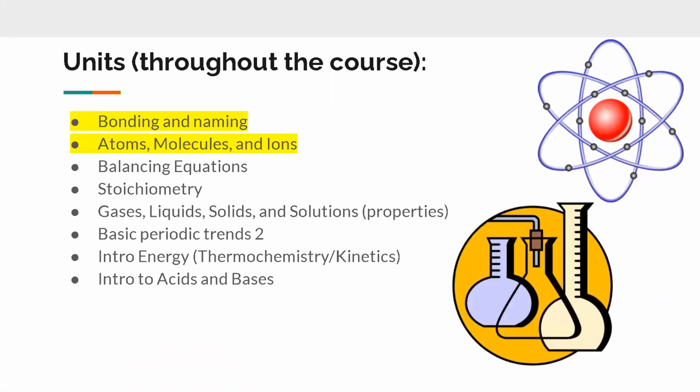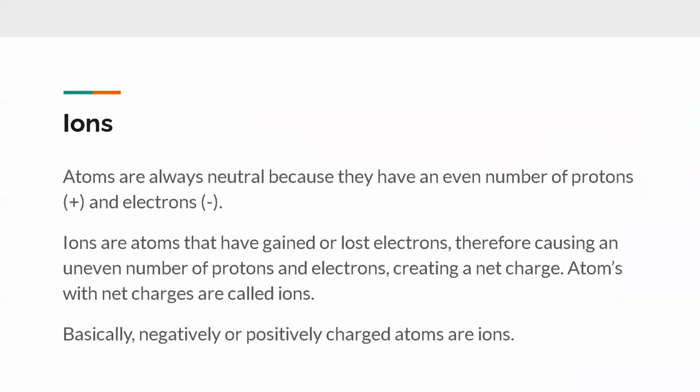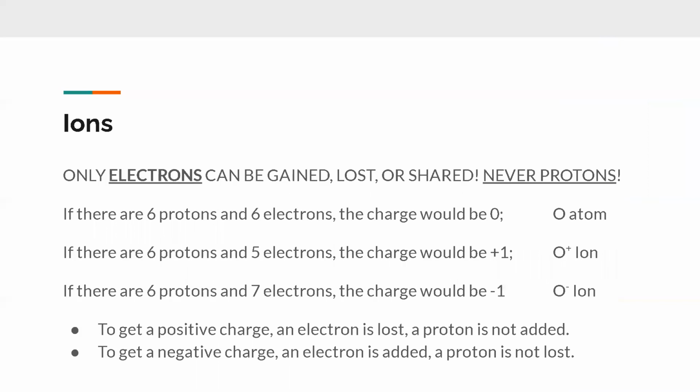But last class, a few weeks ago, we talked about bonding, naming compounds, atoms, molecules, and ions. Before that we talked about these Lewis dot diagrams, and these were the diagrams for these respective elements. So, basically a review on ions. Ions are basically just charged atoms. An atom with a positive or negative charge is called an ion.